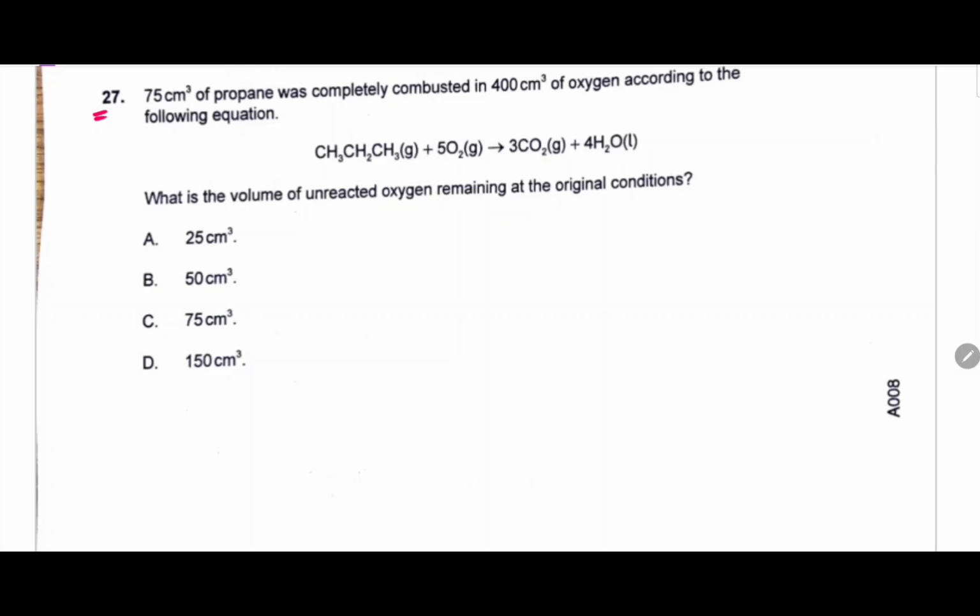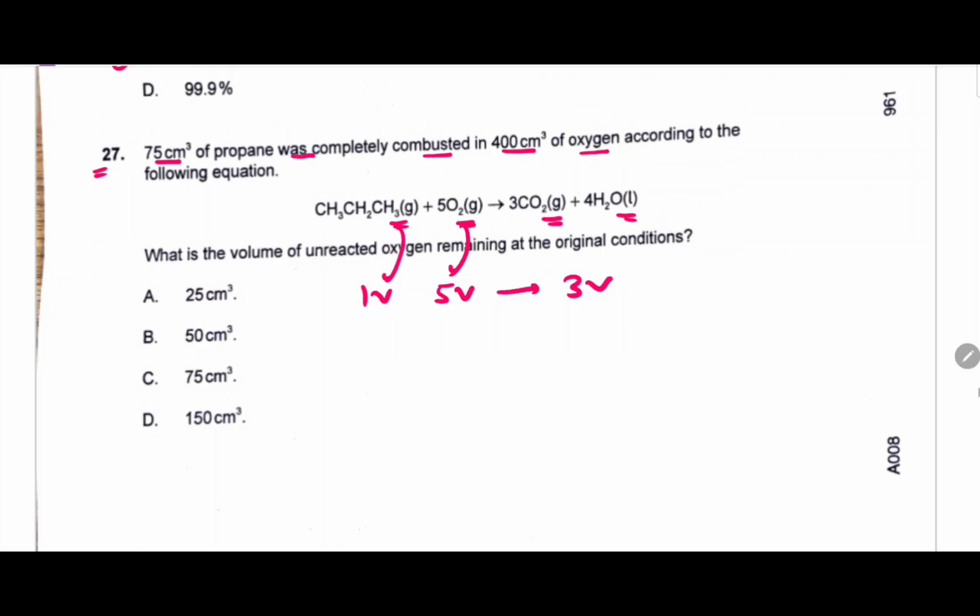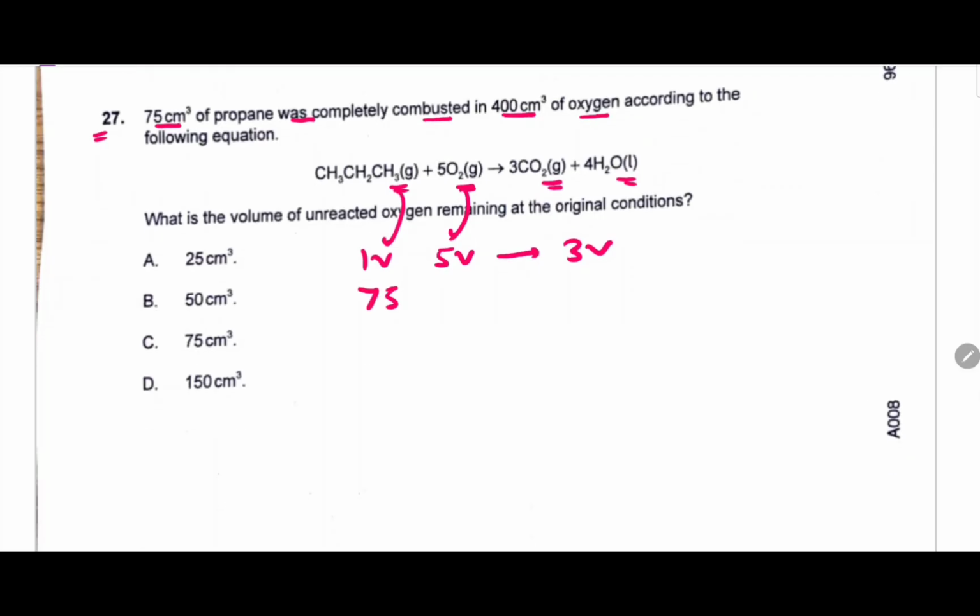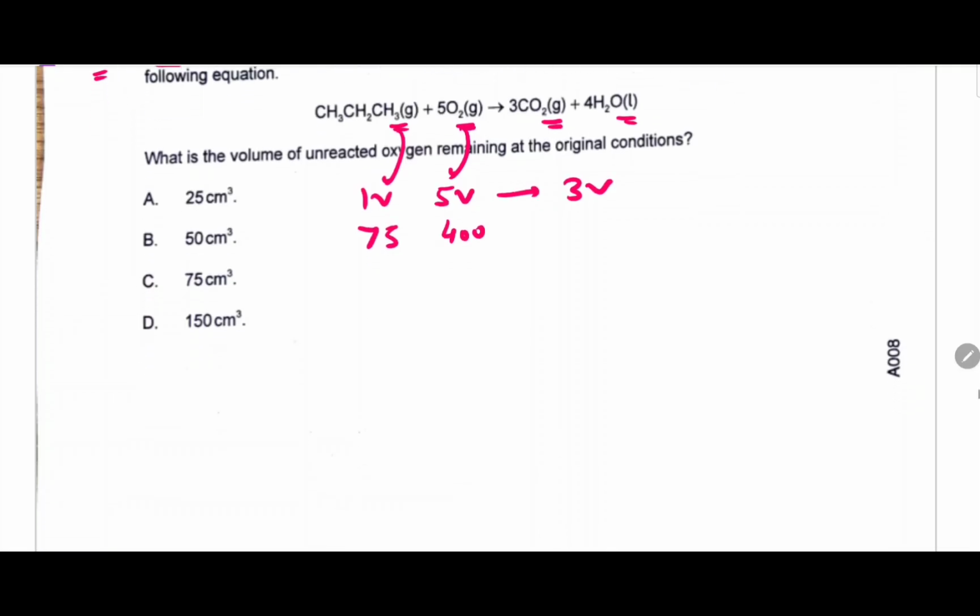Next, question 27 says 75 centimeter cube of propane was completely combusted in 400 centimeter cube of oxygen according to this equation. And we see this is propane, which is gas, oxygen gas, CO2 gas, and water liquid. If I want to compare, I can compare these gas volumes directly. I can say 1 volume of propane reacts with 5 volume of oxygen and forms 3 volume of carbon dioxide gas. If I talk about gases only, what volume do I have? I have 75 centimeter cube of propane and 400 centimeter cube of oxygen. What will be the LR? I'll have to find out the LR.